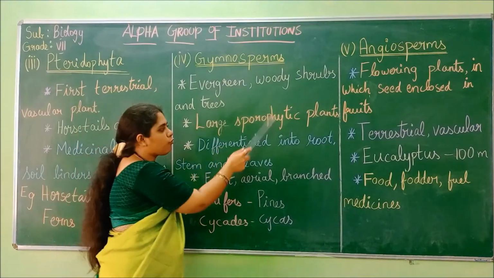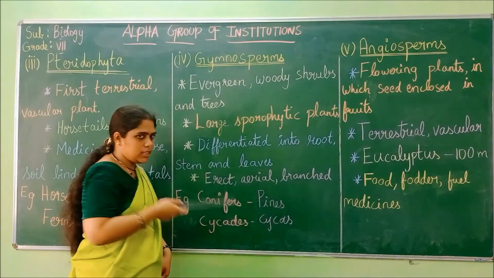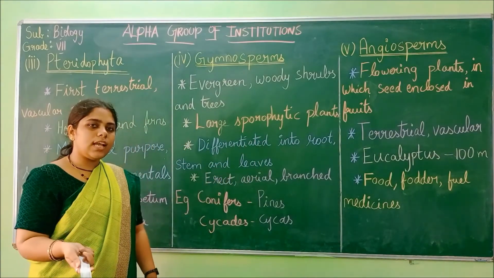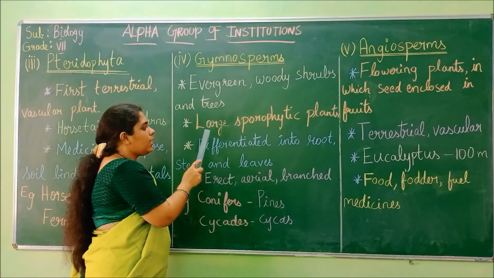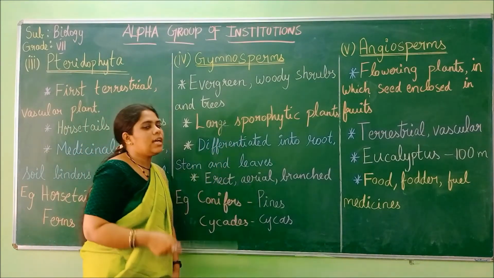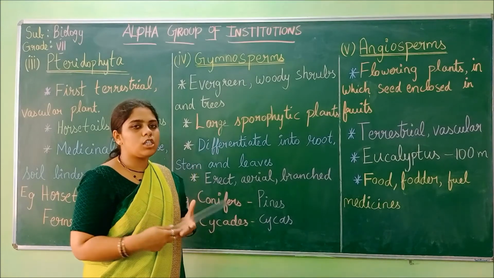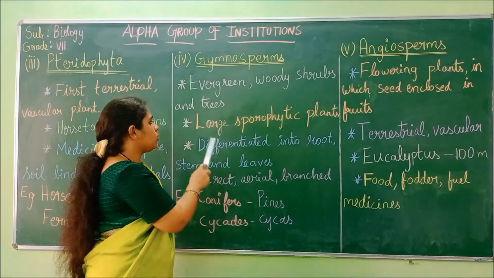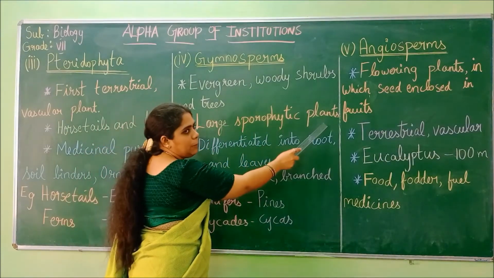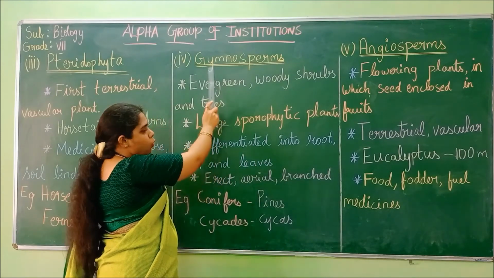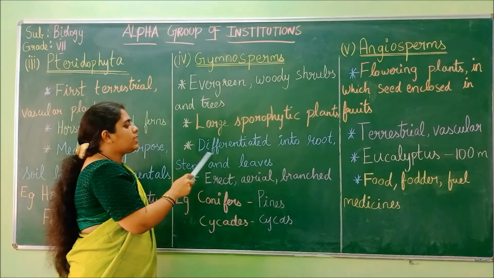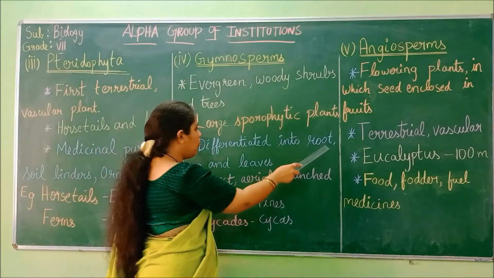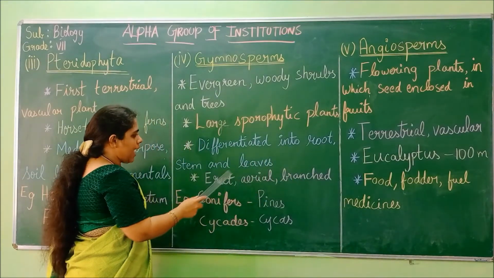Large sporophytic plants. Large means when we say trees, they are usually large. So that's why they say large. Sporophytic means it involves spores for reproduction. So large sporophytic plants come under what? Gymnosperms. Okay.